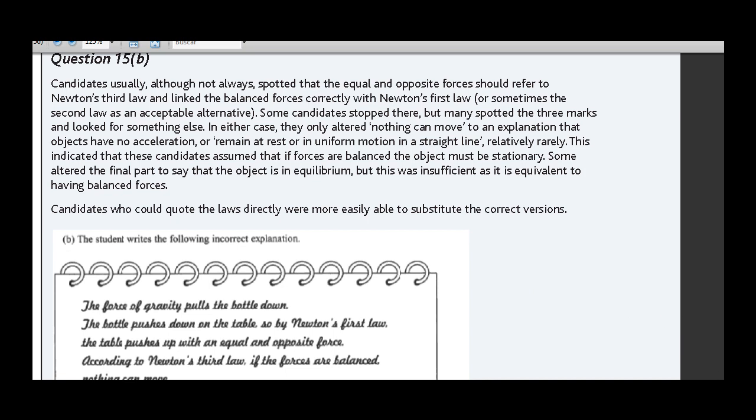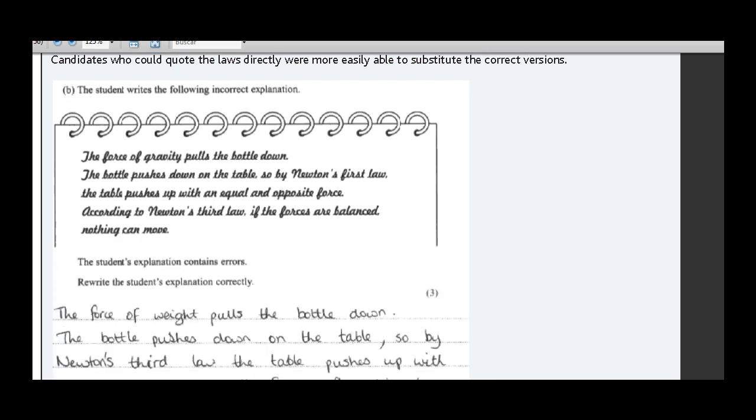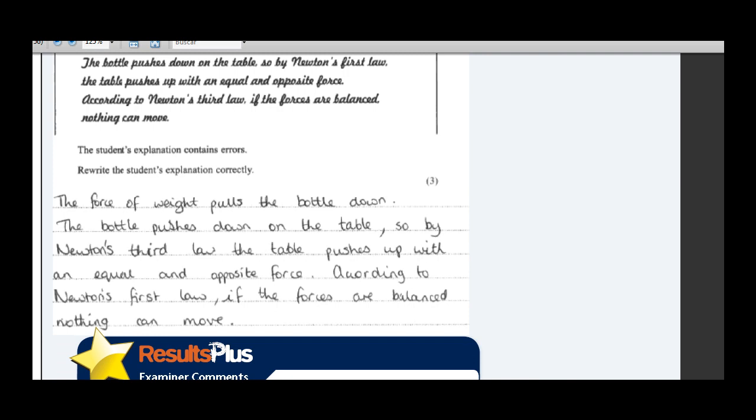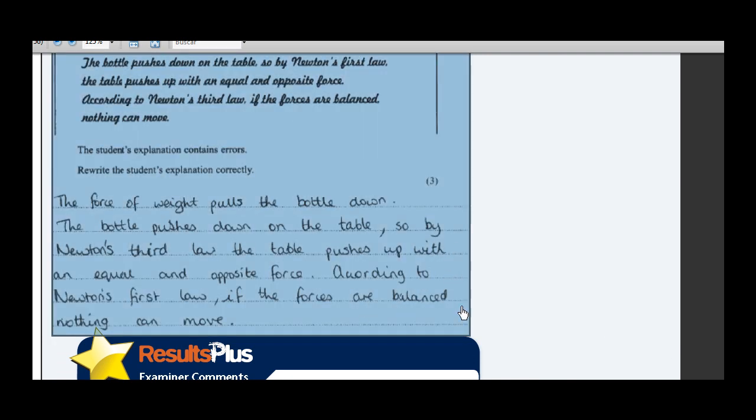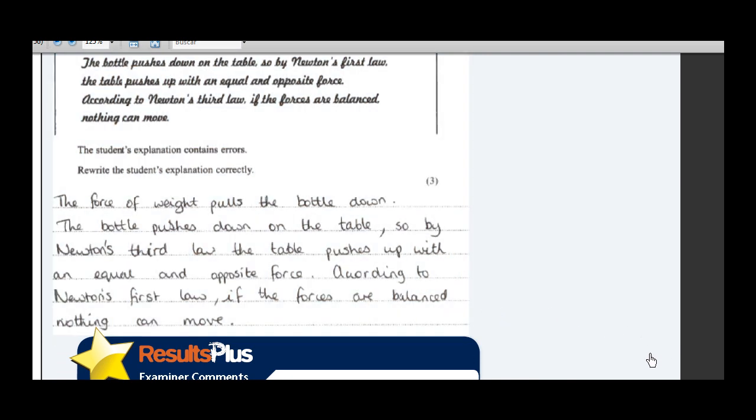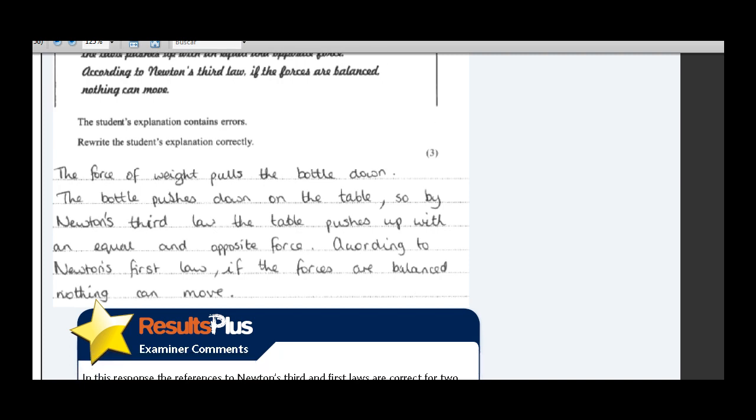So let's have a look at what they've answered here. The force of weight pulls the bottle down. The bottle pushes down on the table. So by Newton's third law, the table pushes up with an equal and opposite force. According to Newton's first law, if the forces are balanced, nothing can move. So that last statement is incorrect, because things can move perfectly fine if the forces are balanced, they just do not accelerate. Let's see what the examiner says.